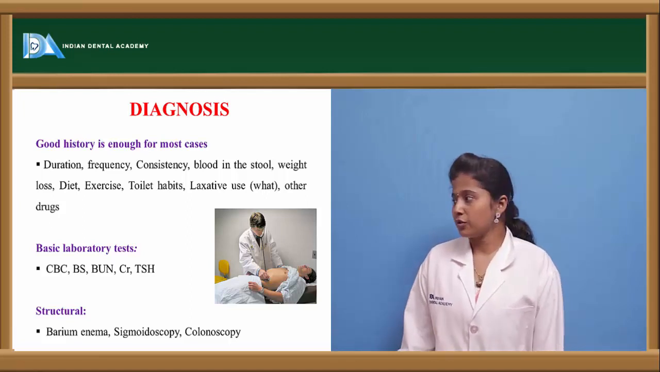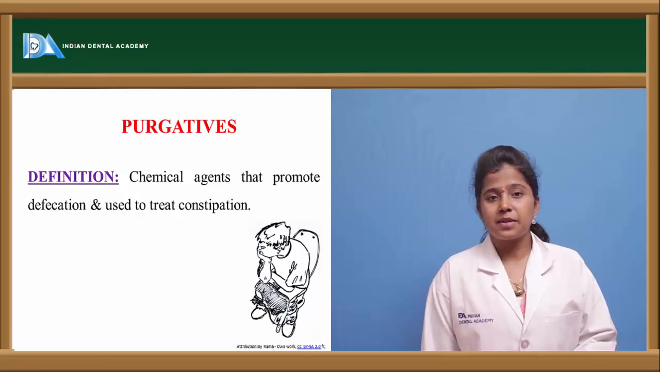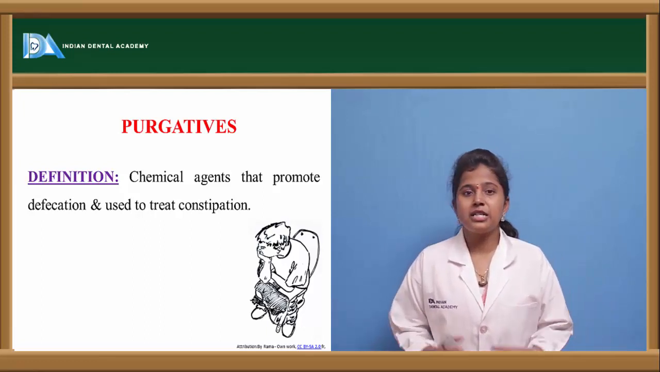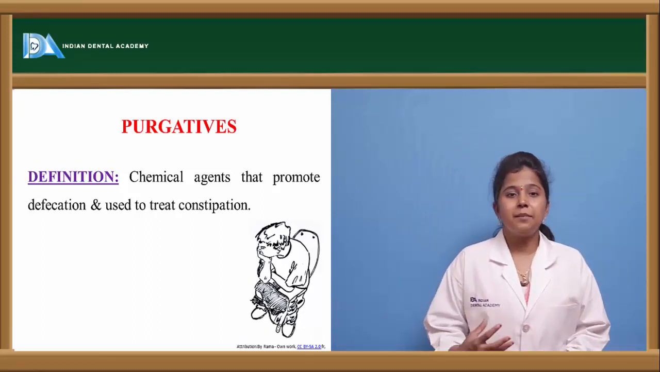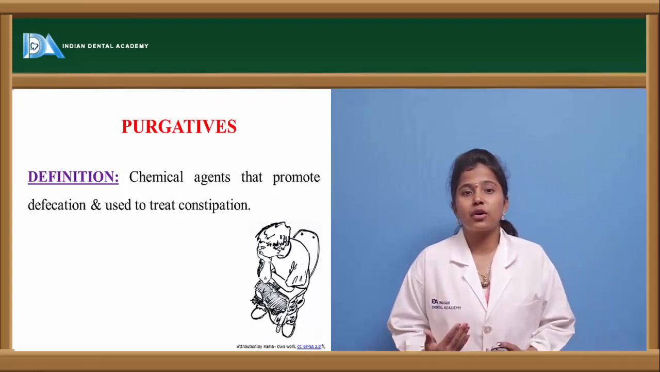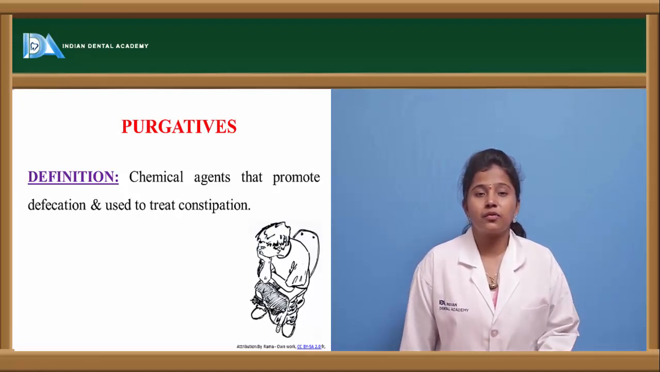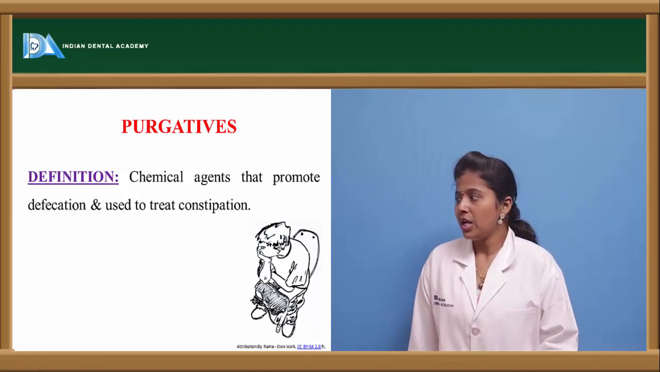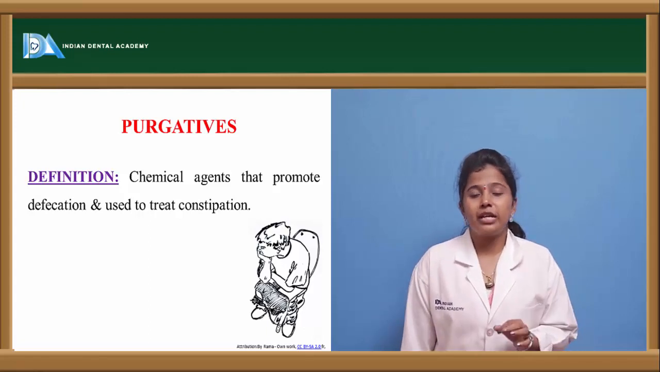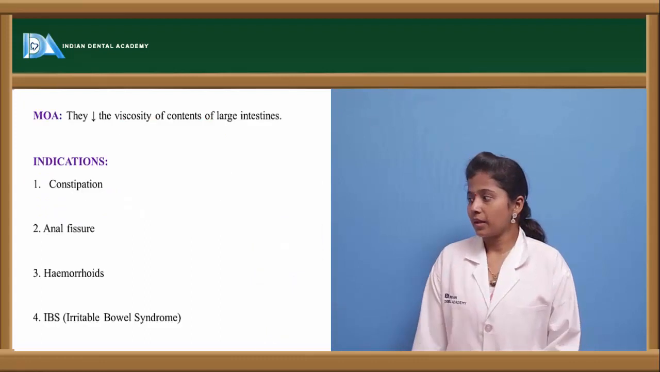What are purgatives? Purgatives are the substances or chemical agents which promote defecation. They make the stools loose, or they soften the stools, in order for the gastric contents to get excreted out of the body. So these purgatives play a very important role, and they are used to treat constipation.